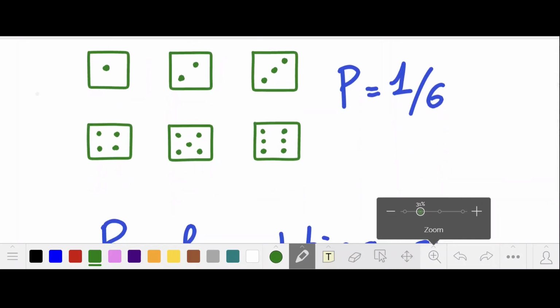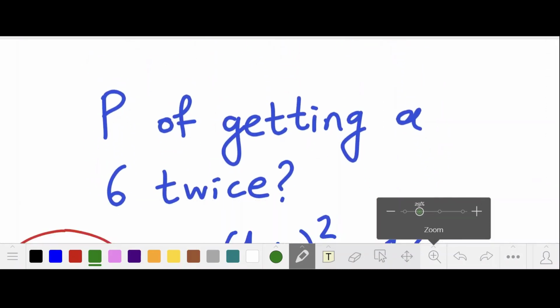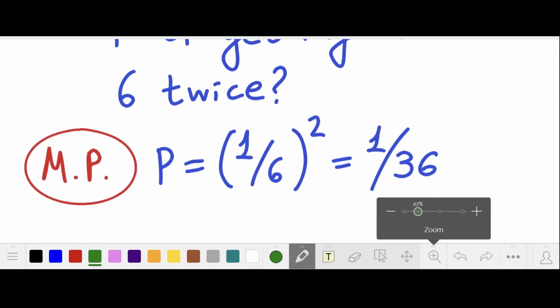But what is the probability of getting a 6 twice when throwing a dice? The probability of getting 6 in each dice is 1/6, so due to the multiplication principle, the final answer is 1 divided by 36. However, sometimes the multiplication principle alone is not enough to calculate our desired probabilities.